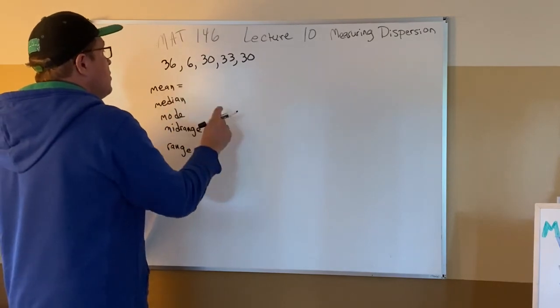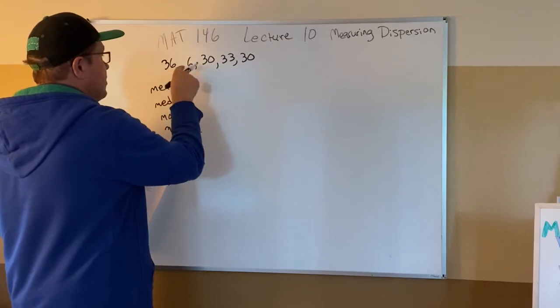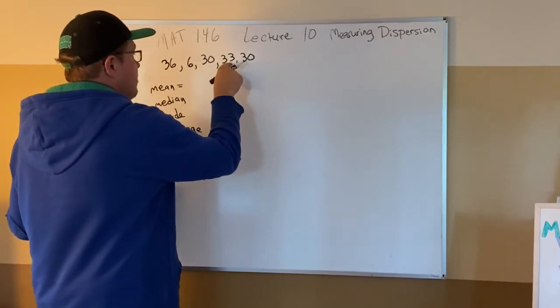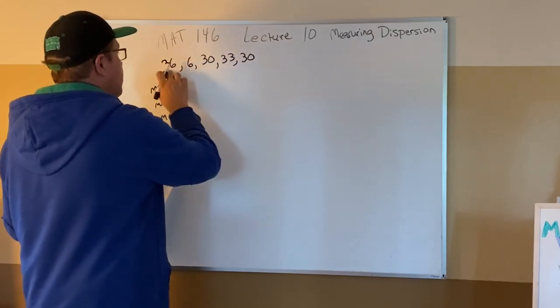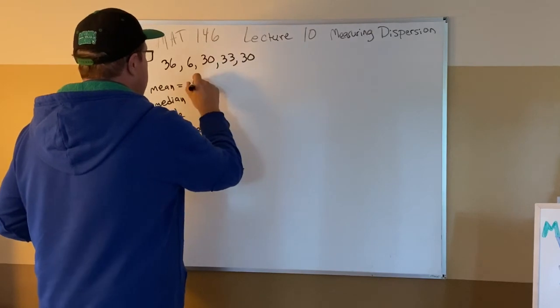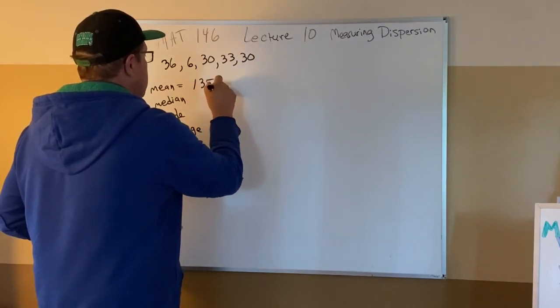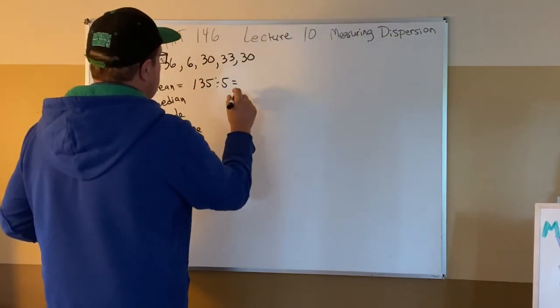So the mean would be if we add these up. I'll do this by hand: 36, 42, 72, 105, 135, divided by 5. Okay, that's going to get me 27.